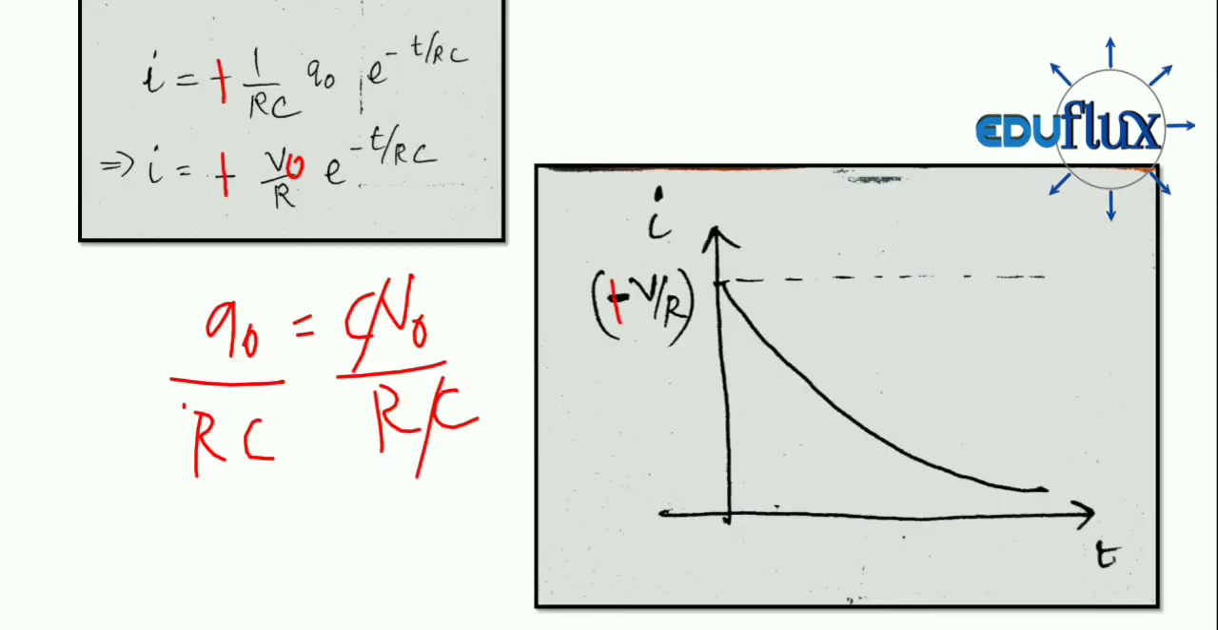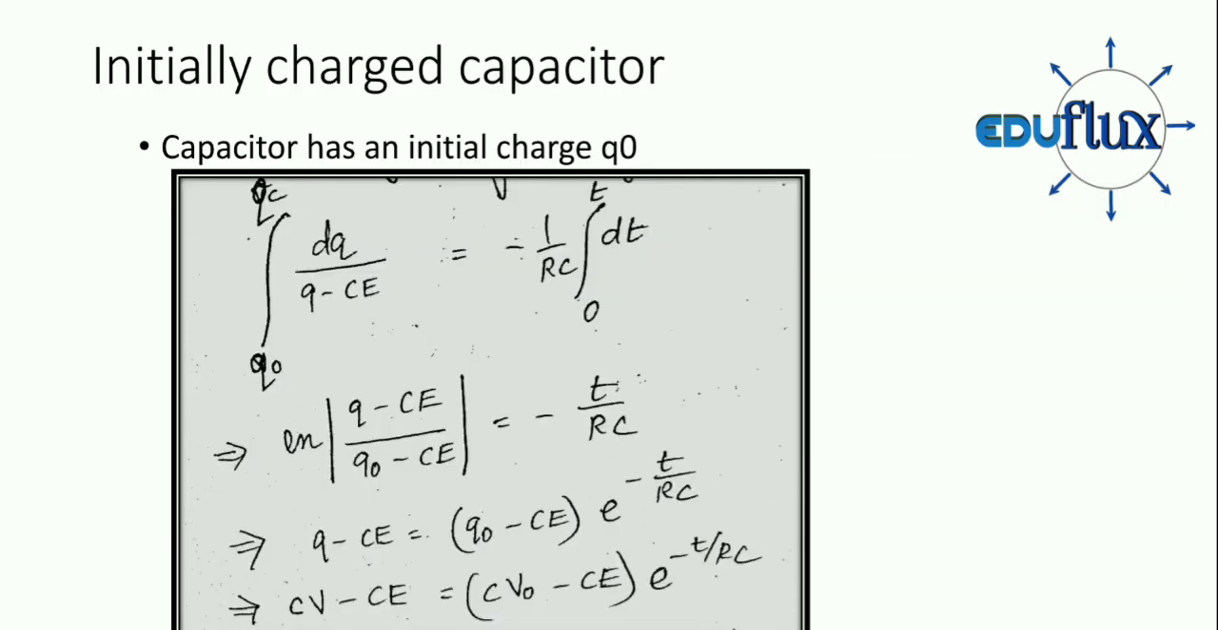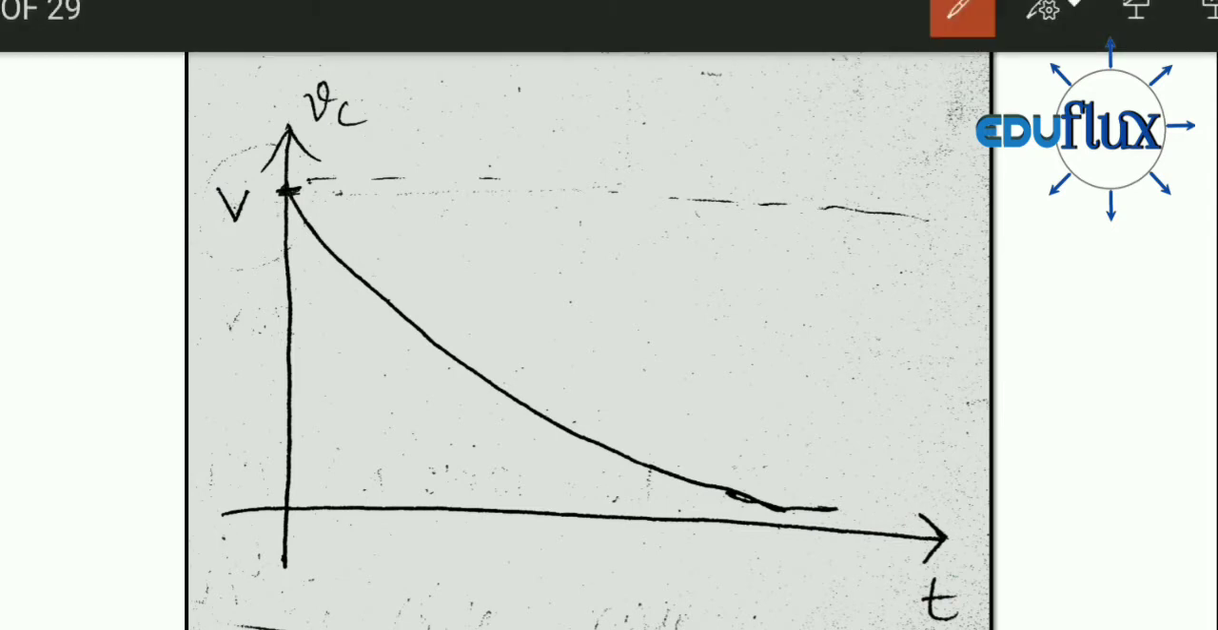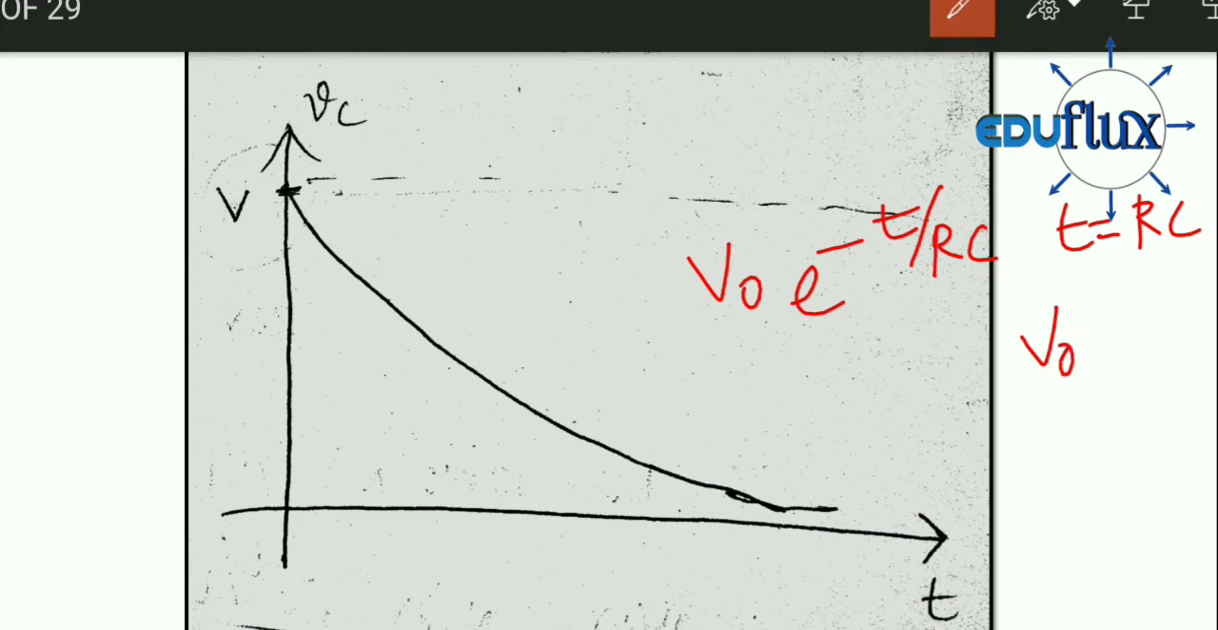Now let me explain a few points. What is the time constant in this case? Say V is V naught e to the power minus t by Rc. At t is equal to Rc, what will happen? V will be V naught e to the power minus 1, that is roughly 0.37 of V naught.